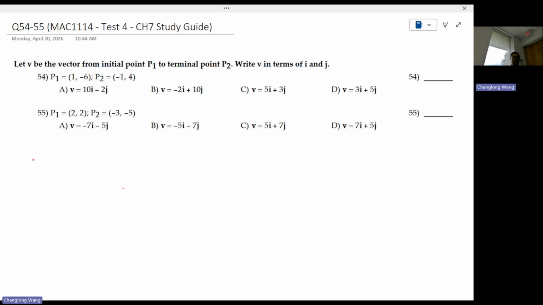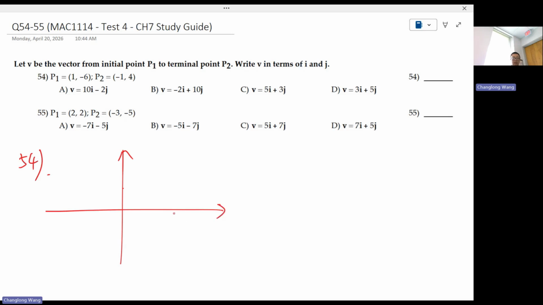If I plot the 2 points for 54, you don't have to do that in the future, but at least let's do it once forever. So P1 is 1, negative 6. This is 1, right? That's something like negative 6. So that's P1. So P2, negative 1 and 4. Okay, so negative 1's here, right? 4, something like that. All right, that's P2.